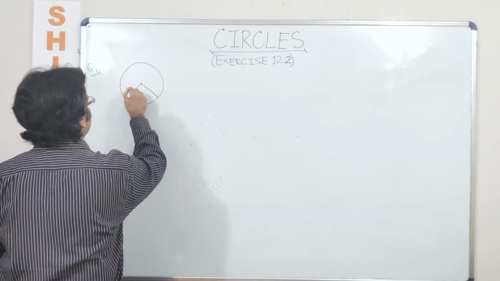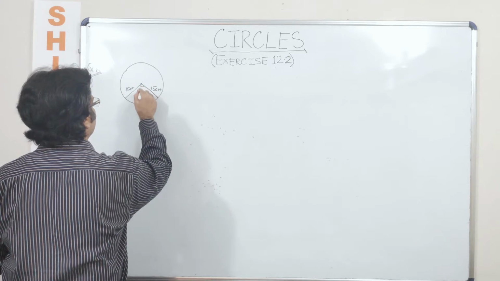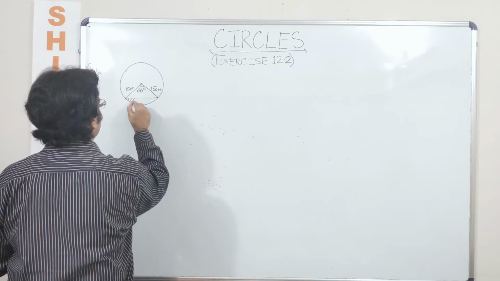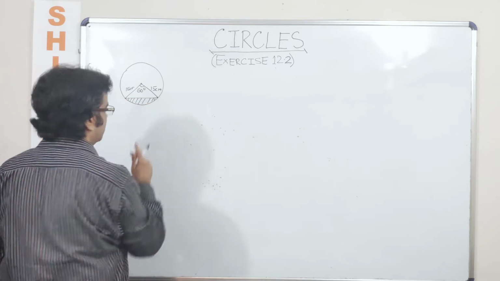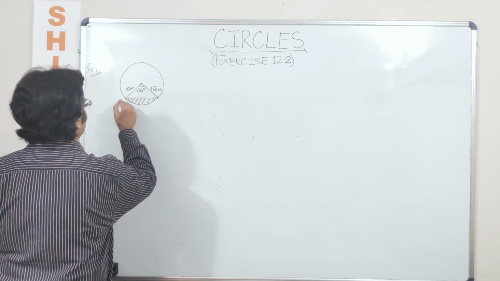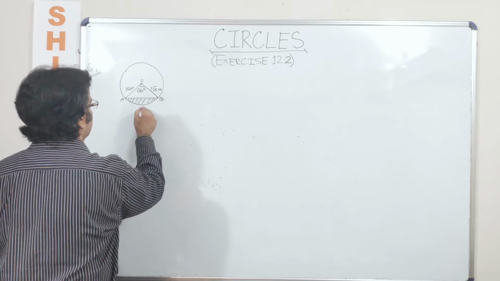The radius is 15 centimeters. The angle made here in between is 60 degrees, and you are supposed to find out the area of the major segment, which is this, the minor segment, which is this, and the remaining segment would be the major segment. So let's say this is O, this is A, this is B, and this is C.